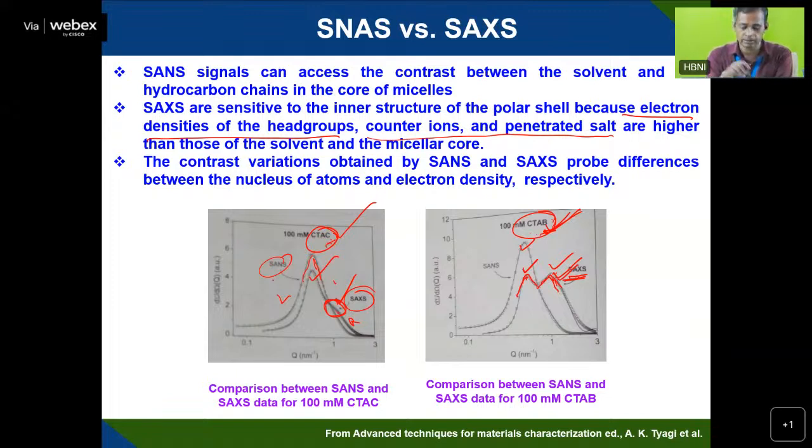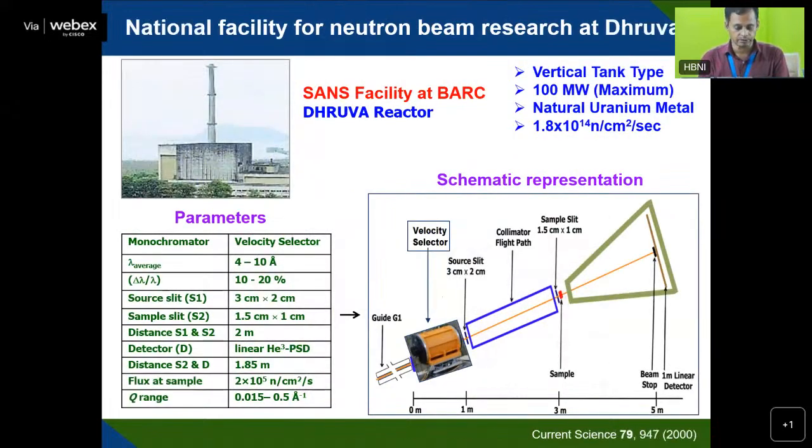So the contrast variation obtained by SANS and SAXS probes the difference between the nuclei of the atom and the electron density respectively. You get the nucleus of the atom information from SANS, but in the case of SAXS you get the electron density information. So both the core-shell structure and the micellar information can be obtained.